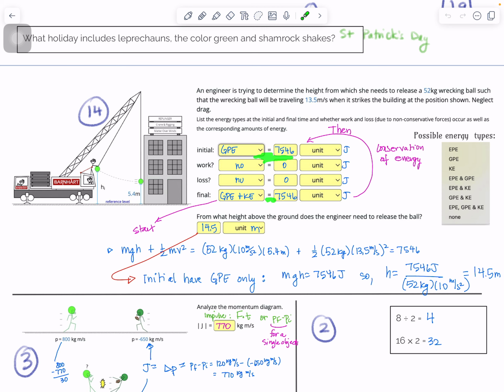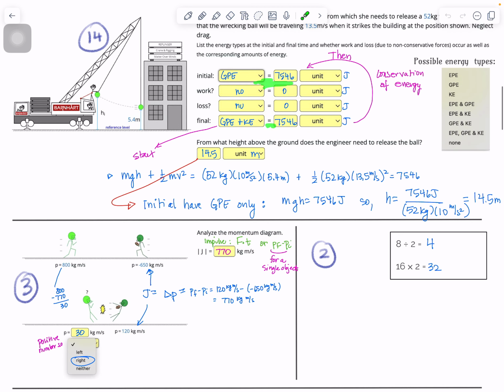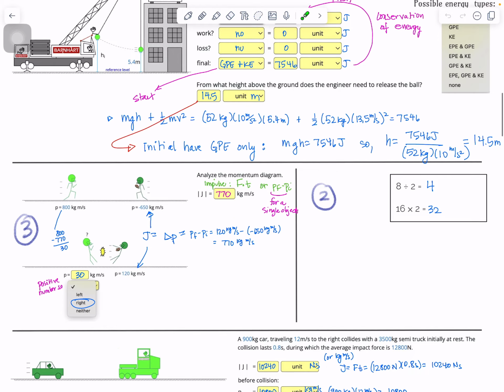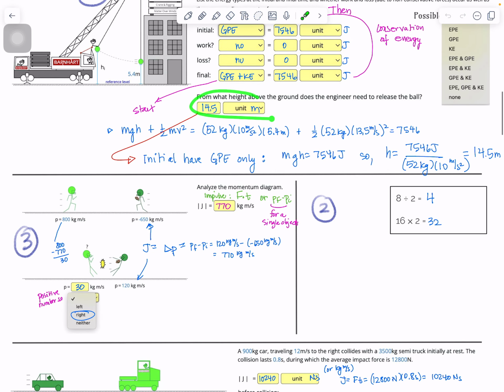So initially I had all GPE. So I go to here. Initially I only have GPE. And so that means mgh initial is 7,546. And so I'm just going to solve for h. So h is equal to my total energy divided by my mass and divided by g. And that gives me 14.5 meters, which is right there. Okay.